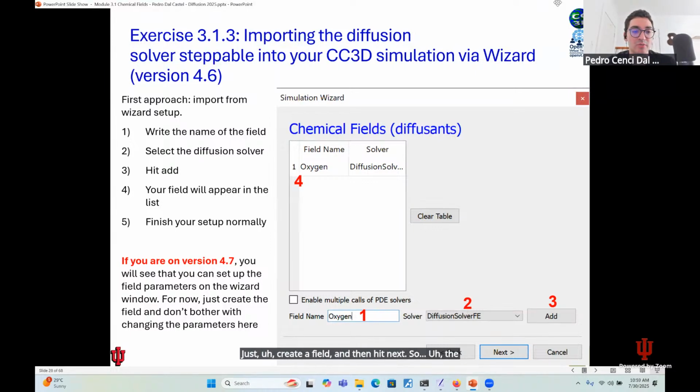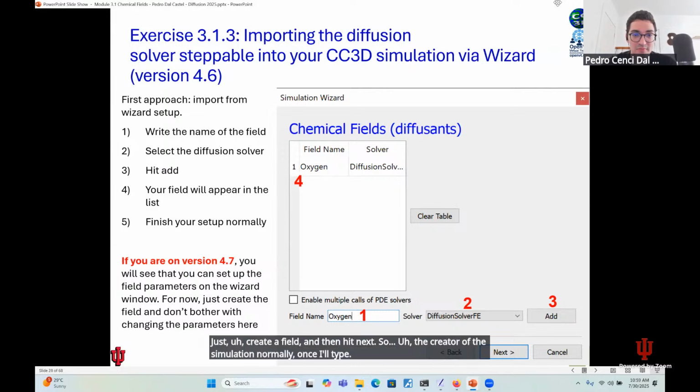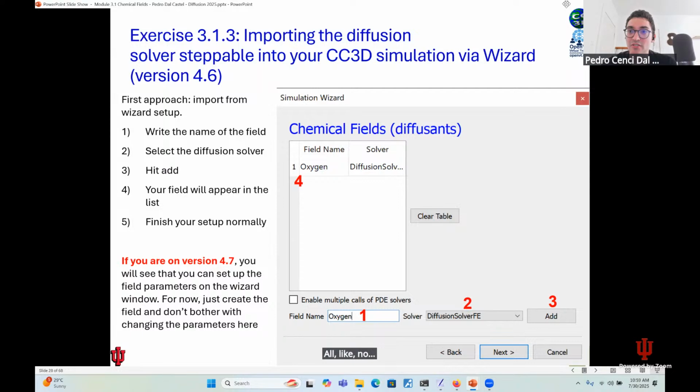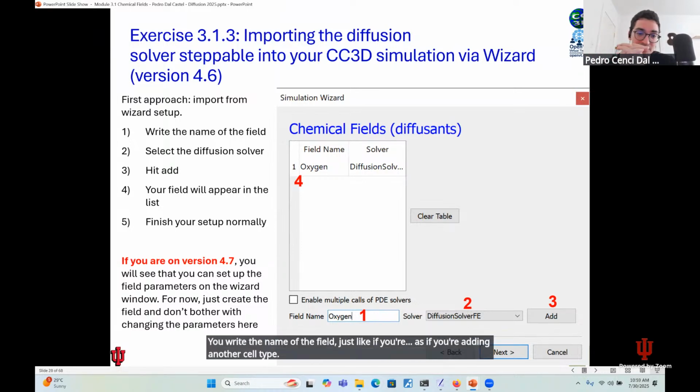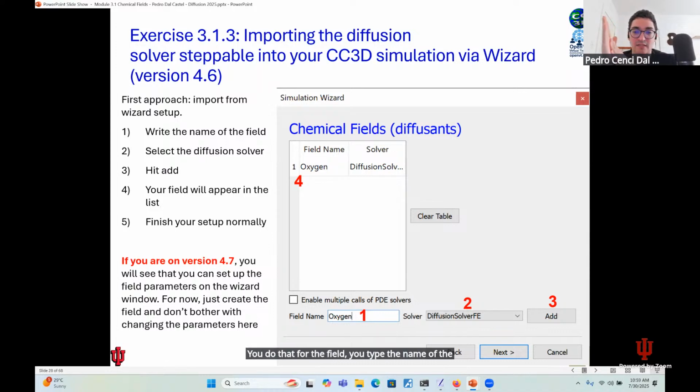Create the simulation normally, with one cell type and only default settings. When you arrive at the chemical fields page, you write the name of the field just like you would when adding another cell type. You type the name of the field, select diffusion solver FE, hit add, and then the field shows up in the table. Then you hit next, next, next, next, and that's all we need. So these are the instructions.